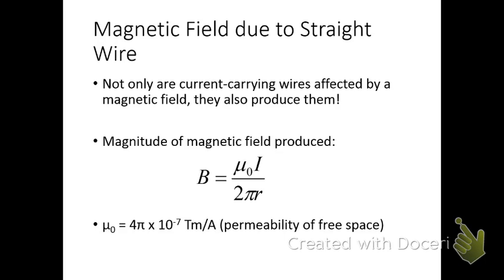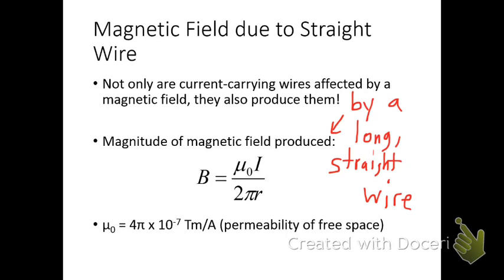Ooh, I should probably amend this slide. The magnitude of the magnetic field produced by a long straight wire. There we go. That's better. That magnetic field is going to be mu naught times I over 2 pi r. All right. Now, long straight wires produce circular magnetic fields, and the strength gets weaker the farther away you get from the wire.